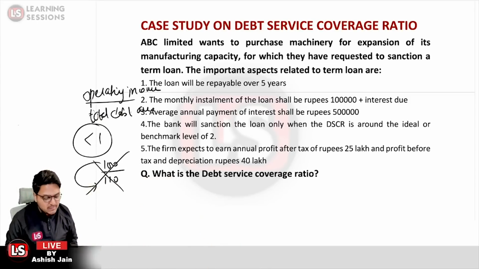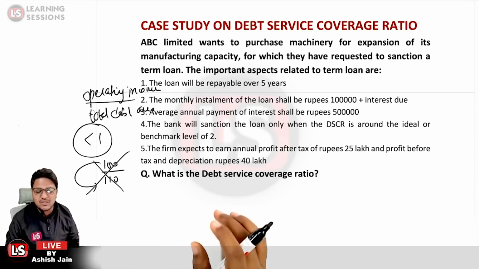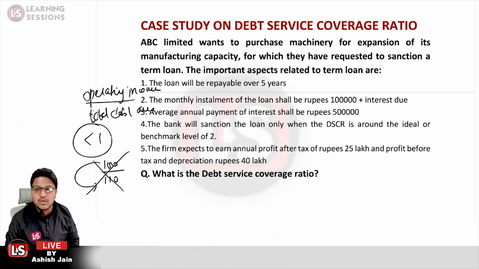Even if the DSCR is equal to 1, we have not kept any cushion with us, so it may create a problem in the times to come. So DSCR must be higher than 1 and we must maintain some cushion, so that if there is some deviation in the projected profits, we must be able to recover our installments in that particular case too.